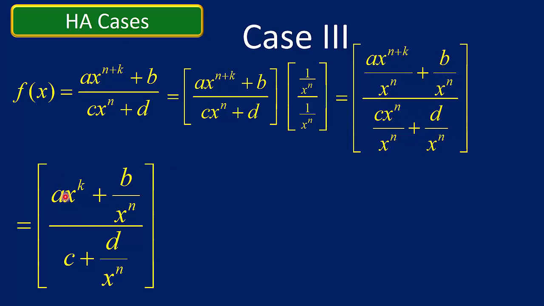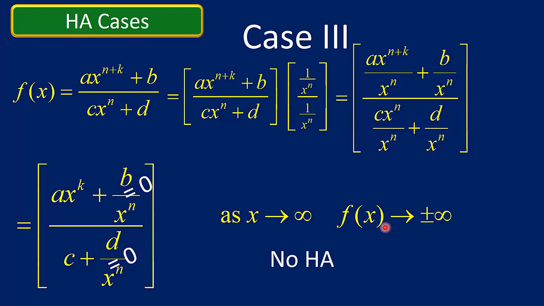and this right here. Now, notice that these two terms go to 0. And what we're left with is ax to the k up top and just a constant on the bottom. Well, if you've got this x growing up top and just a constant on the bottom, what you have is a situation that as x goes to infinity, f of x goes to either positive or negative infinity, depending on what the signs are. So there is no horizontal asymptote in this case.